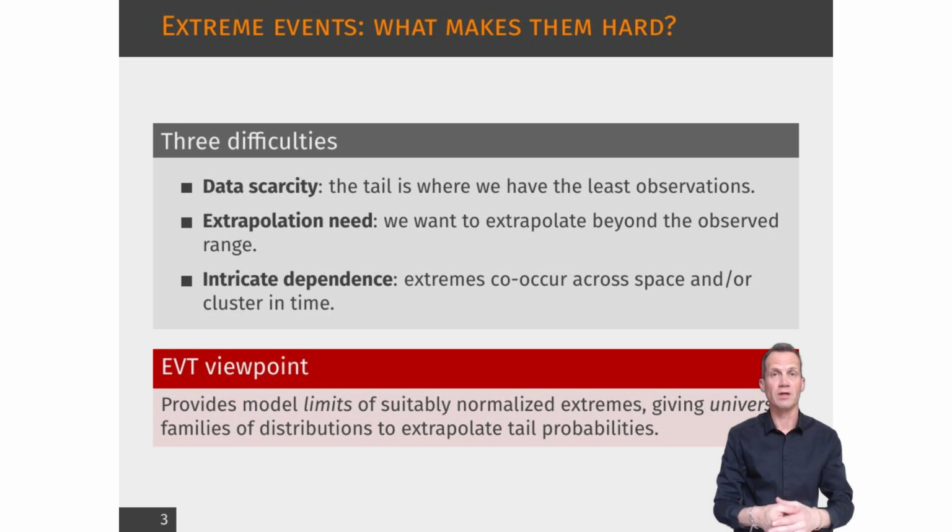This slide explains why extreme events are statistically difficult. The first difficulty is data scarcity. The tail of the distribution is exactly the region where we have the fewest observations. This means that standard empirical methods become unstable when we focus on very high levels.